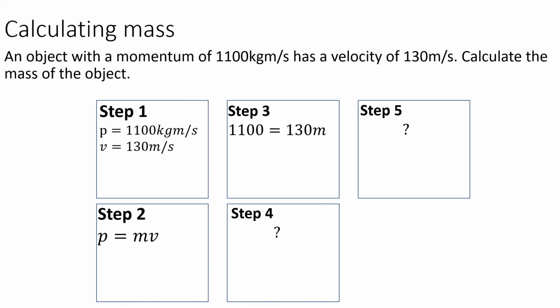Next, an object with a momentum of 1,100 kilogram meters per second has a velocity of 130 meters per second. Calculate the mass of the object. Copy down steps 1 to 3 and complete 4 and 5 yourselves.